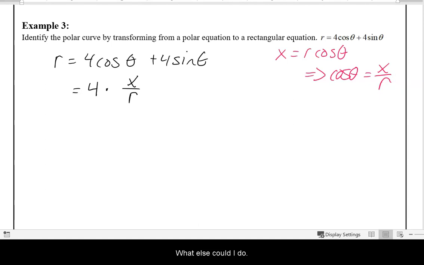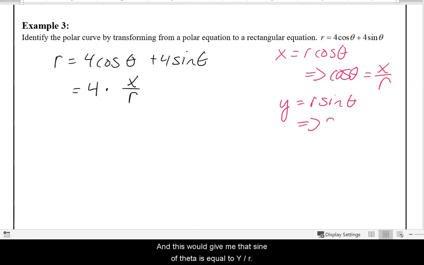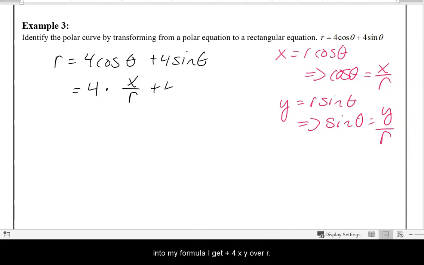What else could I do? Well, I could replace the 4 sine theta. For that, I will need to use the equation for y. Y is r sine theta, and this would give me that sine of theta is equal to y divided by r. When looking at that equation and plugging that into my formula, I get plus 4 times y over r. This is equal to the original r.